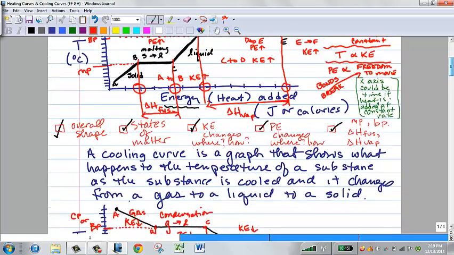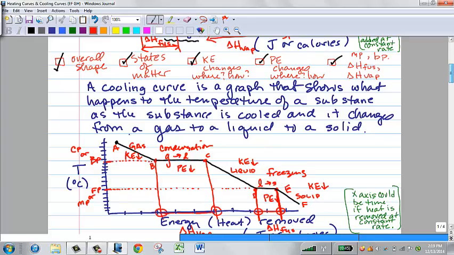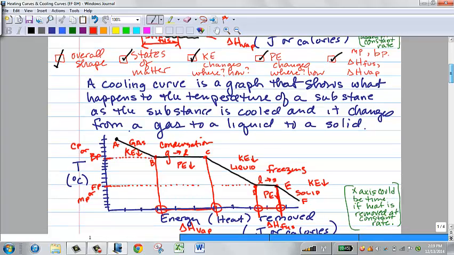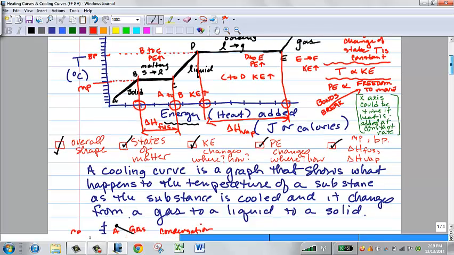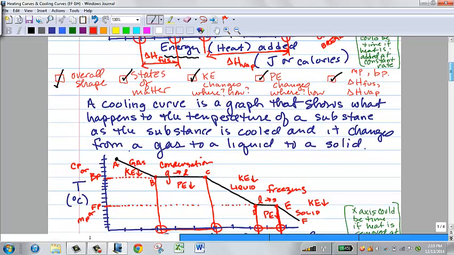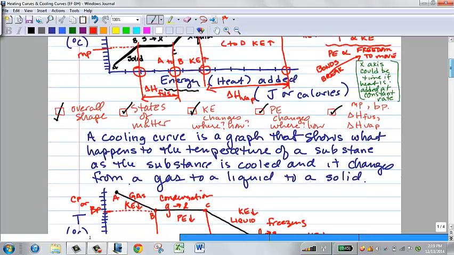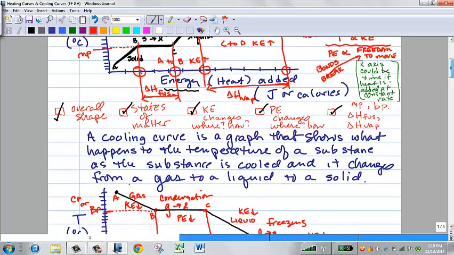So even though when we're heating it, we're getting the melting point and the boiling point, and when we're cooling it, we're getting the condensation point and the freezing point. Those are correspondingly the same thing. Boiling point and condensation point are the same. Freezing point and melting point are the same. And that means the heat of vaporization is the same as what we would call the heat of condensation.